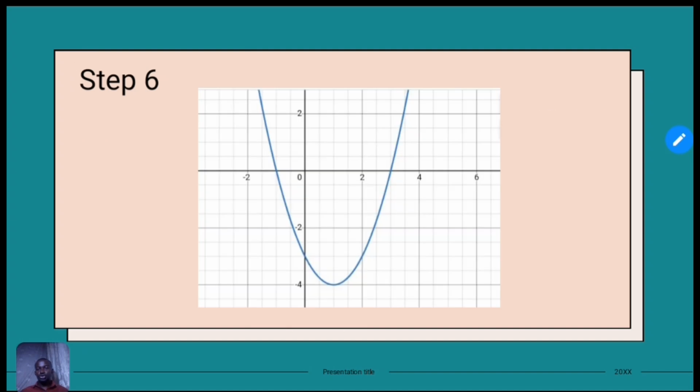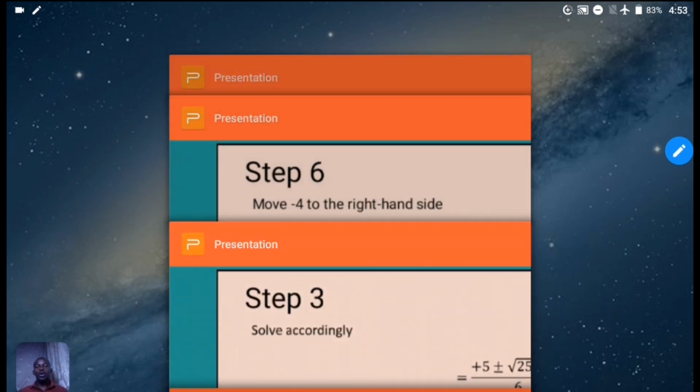All right, so these are several methods that we have put together on how we can solve quadratic equations.